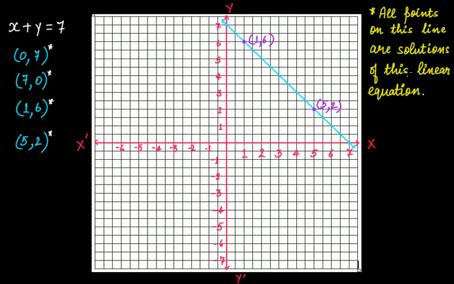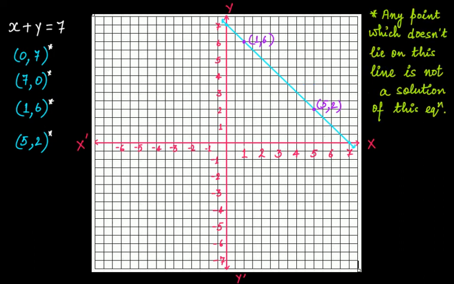So if you want to check, let's take this point. This is 6, 1, right? This is point 6, 1. So if you want to check, let's check here. Put x equal to 6, y is equal to 1, you'll get 7, right? Let's check a few more points. Let's say it's 4, 3. So 4, 3 is here. So if x equal to 4, y is equal to 3, you will get 7. So the point is, all points on this line are solutions of this linear equation, and here we have shown it.